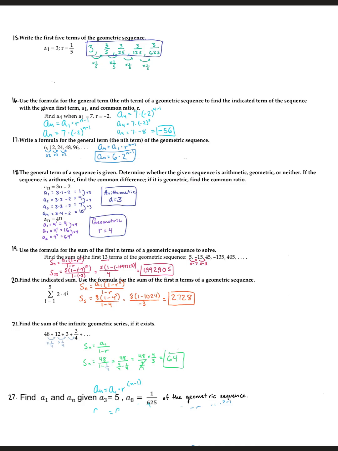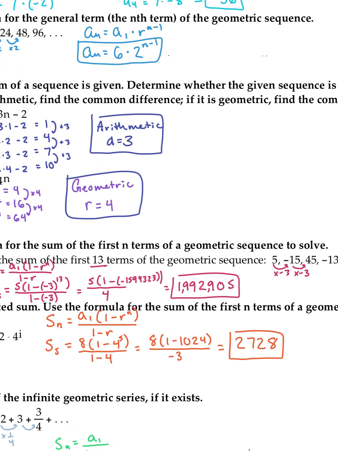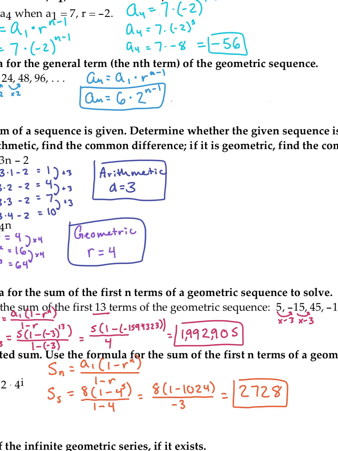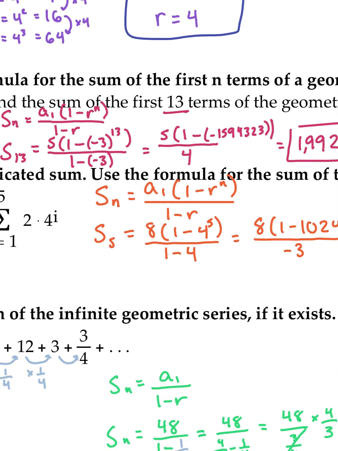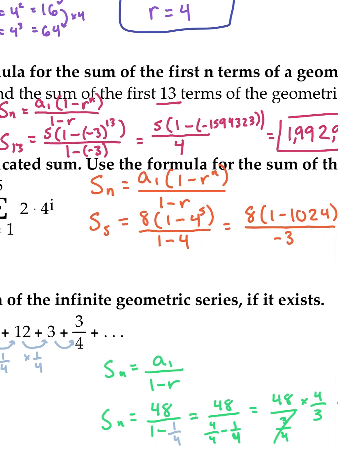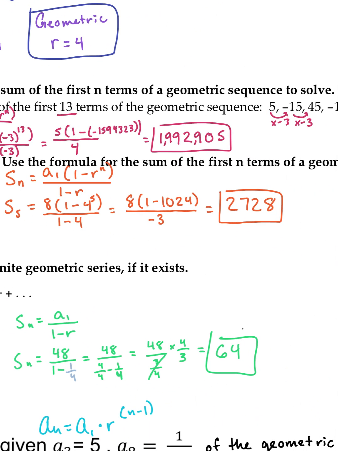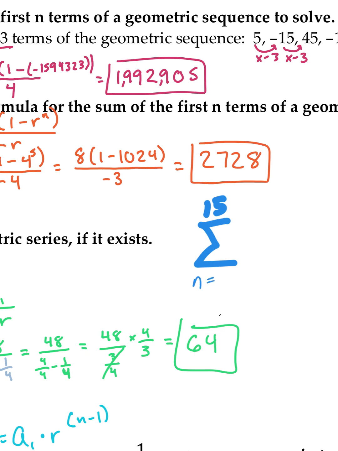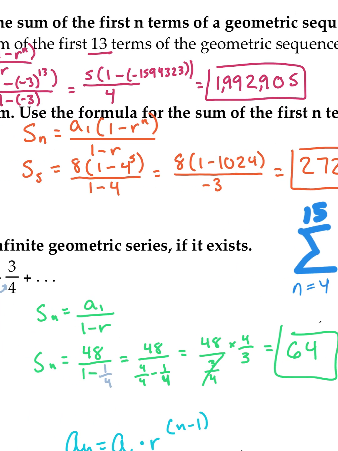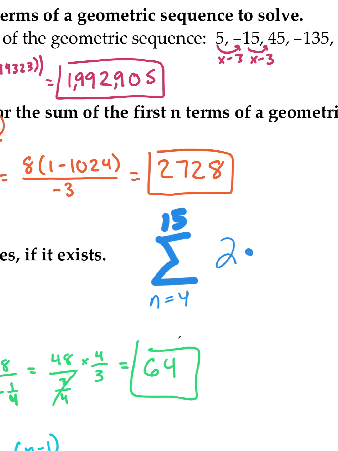Okay, let's look at some others here. What else do I want to look at? I changed this one, yeah, let's do this one. What do I have this on the review? 15 is the top number? And n is 4? Okay, so, and the function is 2 times 4 to the i.